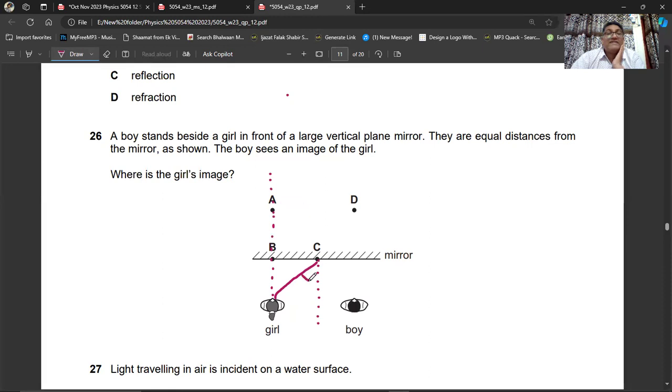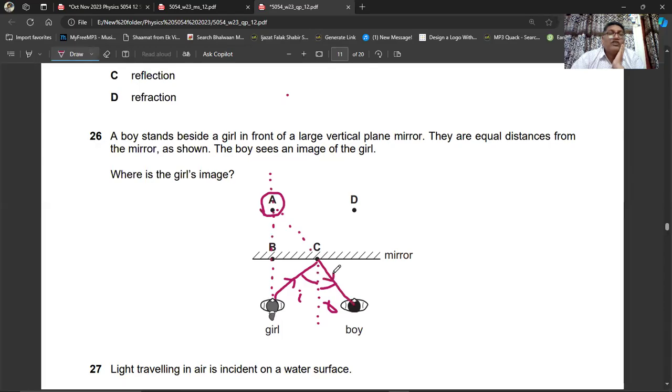Check how much this angle of incidence is. With the help of a protractor, draw the angle of reflection. This angle of reflection should be equal to the angle of incidence. Then prolong this behind, and where that line intersects, there the boy will be able to see the image of that girl.